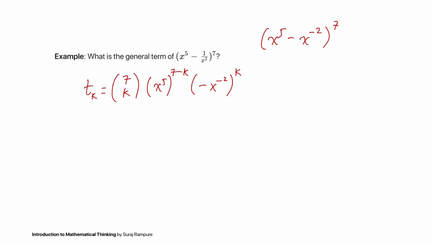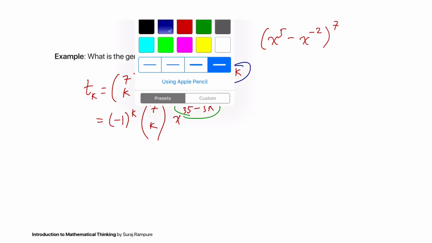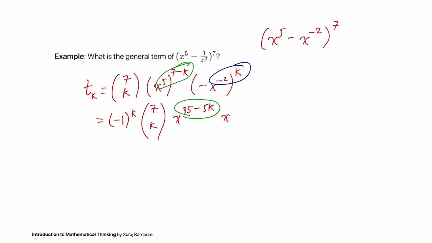Is that clear? The first step I want to do is isolate that (-1)^k term, so it'll be out front and I can tell which terms will be positive or negative. Then I have 7 choose k. Then here I have x^(35-5k). Is that clear? That comes from that expansion. And then from this last part, I get x^(-2k).